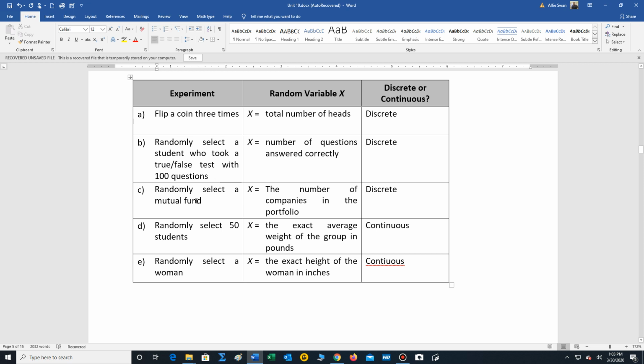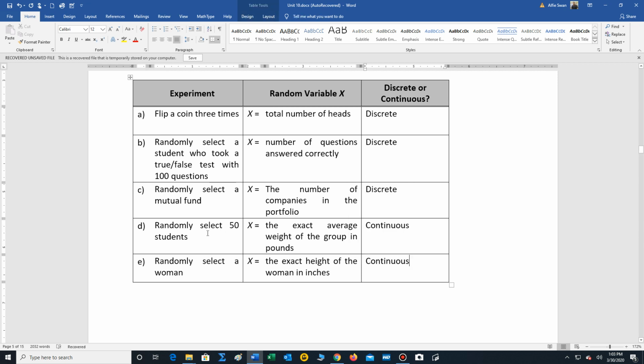You randomly select a mutual fund. X is the number of companies in the portfolio. That's discrete because, once again, we're counting whole numbers, and there are going to be gaps between those whole numbers. So you could have 10 companies, 1, 2, 3, 4, 5, 6, 7, 8, 9, 10. The gap is 1. Now, where we start dealing with continuous variables is examples like height and weight.